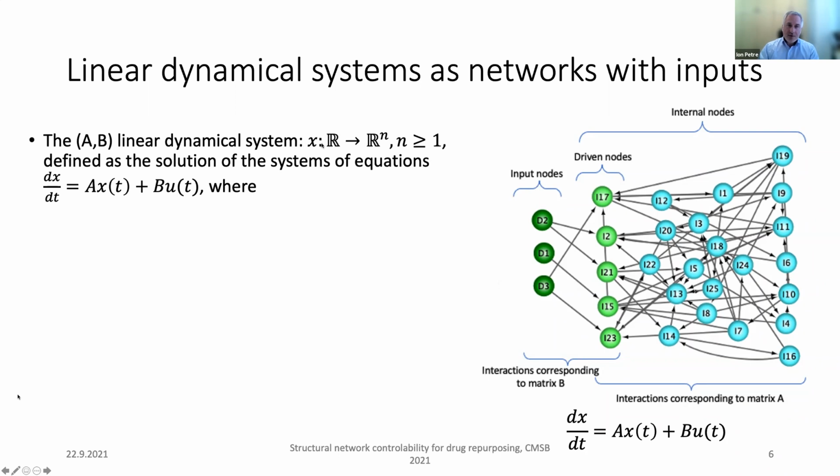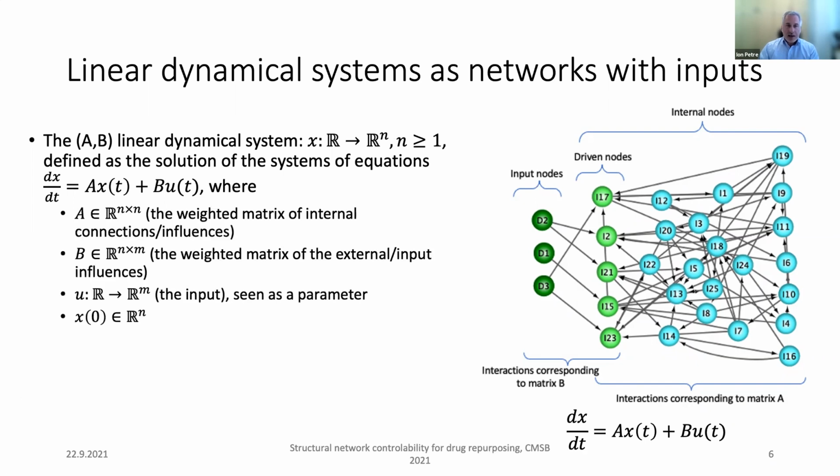So this is a function defined on R, or if you like on R plus, if you think that this is a time-dependent function with values in R to power n, where n is the number of internal nodes in your network. And then you have this vectorial differential equation defining this dynamic. And like I said, A is the weighted matrix of internal connections, and B is the weighted matrix of the external influences. And you have n by n for this matrix, and you have n by m, where m is the number of external nodes in this setup.